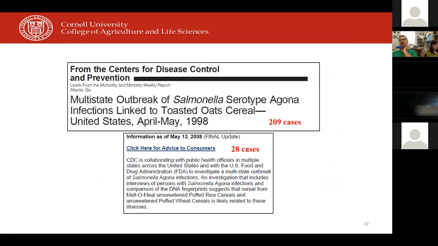It is not just Listeria. Here's an example of Salmonella, another classic set of 2 outbreaks. 1998, Salmonella agona, toasted oats. 10 years later, Salmonella agona, unsweetened puffed rice cereal, etc. Same processing plant, same company, same Salmonella, survived in a facility over 10 years.